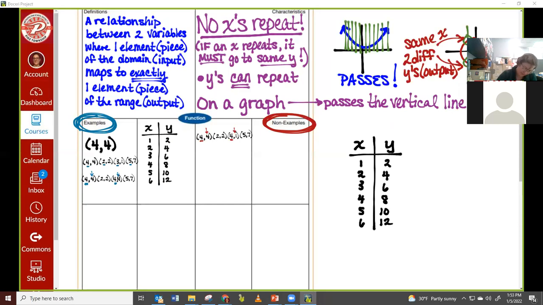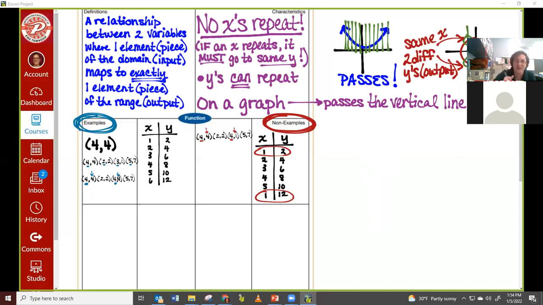What about this? Function or not a function? Not a function. Why? 1 repeats itself right here and right here. And it's not going to the same Y each time. Same X, different Y means not a function.